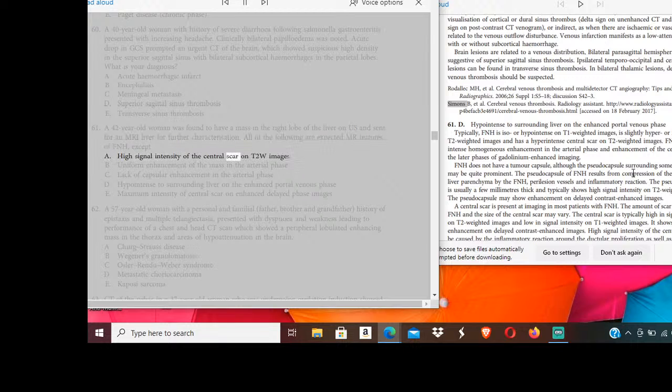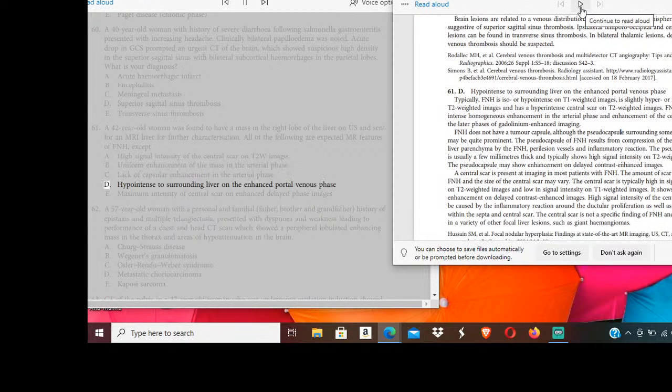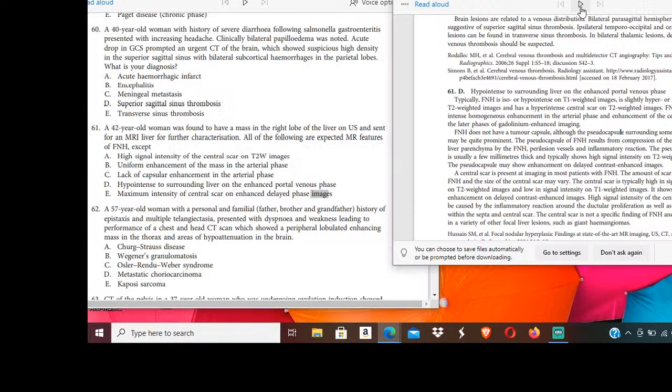A. High signal intensity of the central scar on T2W images. B. Uniform enhancement of the mass in the arterial phase. C. Lack of capsular enhancement in the arterial phase. D. Hypointense to surrounding liver on the enhanced portal venous phase. E. Maximum intensity of central scar on enhanced delayed phase image.